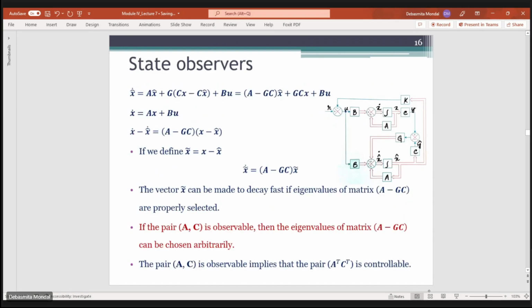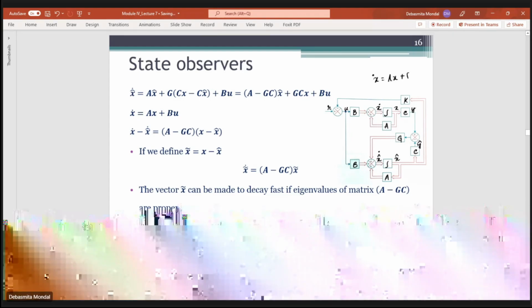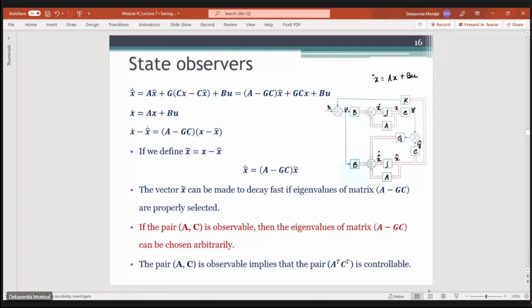From the block diagram of the state feedback, this is the main plant that you have. This is the input to the plant through B. This part is the open loop part, that is, x dot = Ax + Bu. And this is the observer that you have, with the gain matrix G, which you have to find in order to minimize the function x minus x hat.